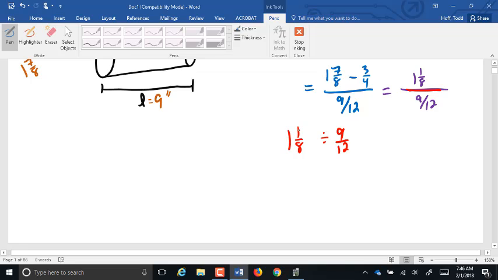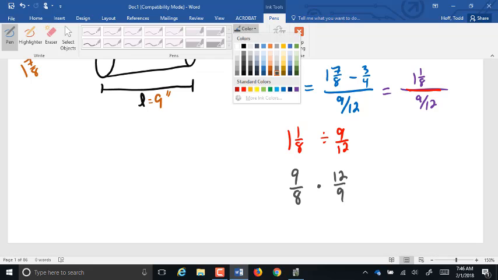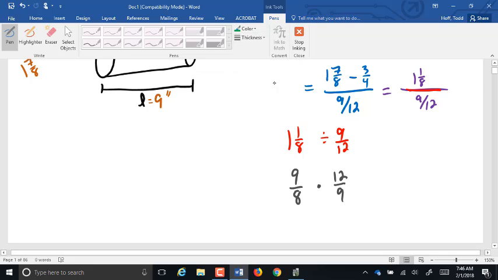First of all, we make them into improper fractions, then we multiply by the reciprocal. So 1 1/8 is 9/8. Dividing by 9/12, instead we multiply by the reciprocal, which is 12 over 9. And of course, now we see that we can do a lot of reducing. We can do a lot of cross-canceling. For example, 9 and 9 both divide by 9. 9 divided by 9 is 1 in both cases. 8 and 12 both divide by 4. 8 divided by 4 is 2. 12 divided by 4, 3.